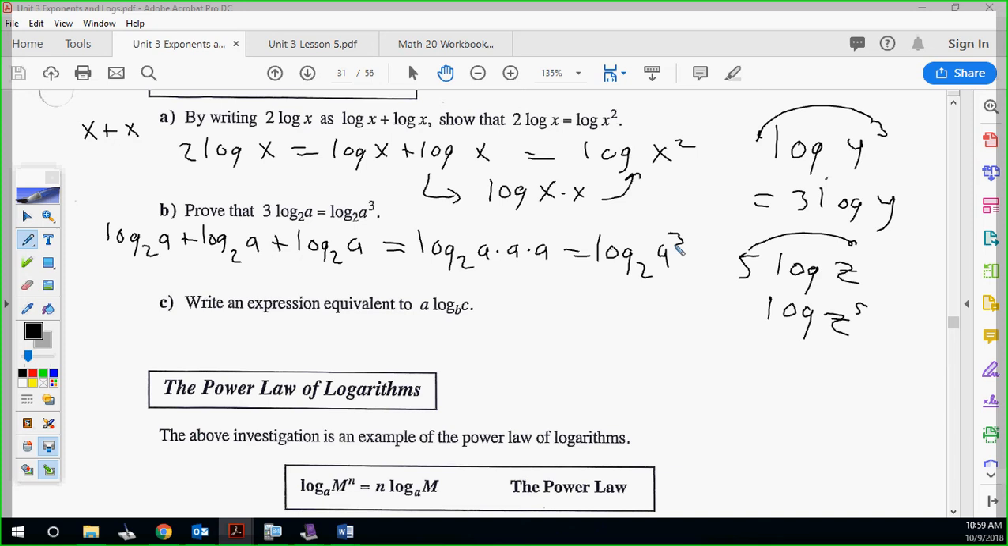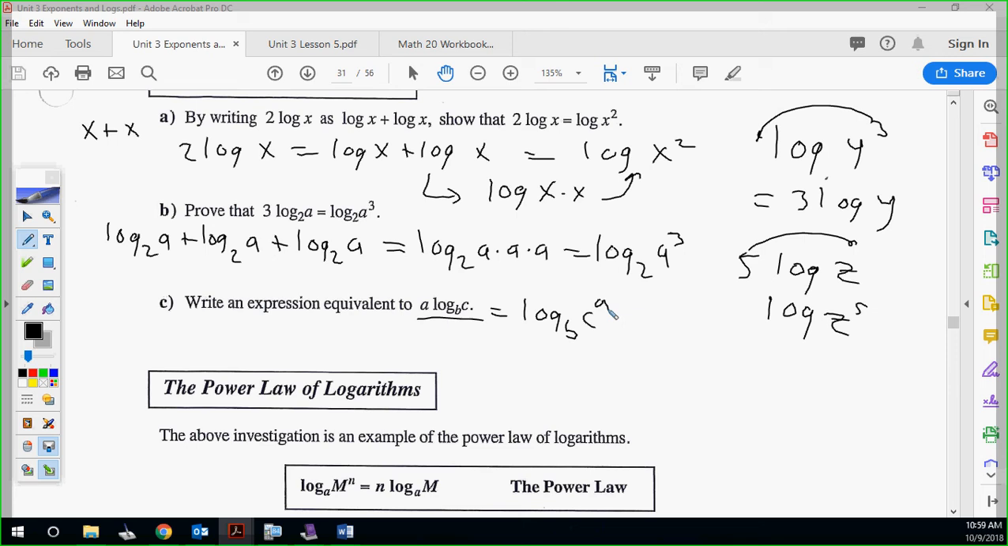Is that better? Okay. Write an expression equivalent to a log b of c. So what they're saying is, now prove that you understand what's happening. So what would you write? Log b of c to the a. Good. Log b of c to the a. Like that. Very good, very good. Okay, so we have proven the power law.